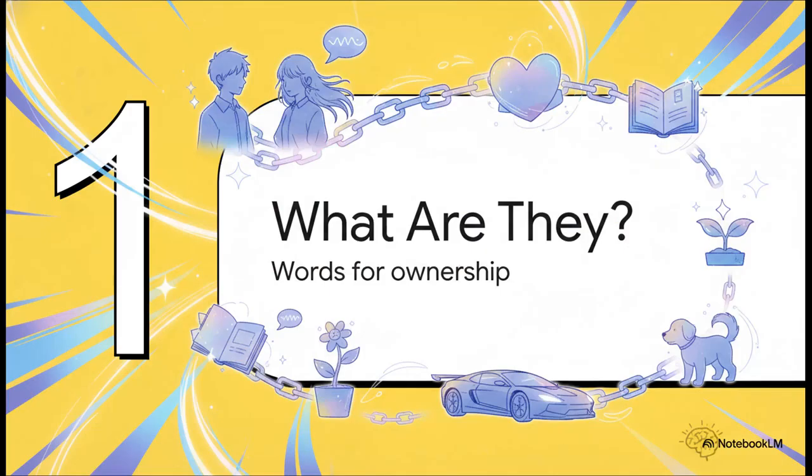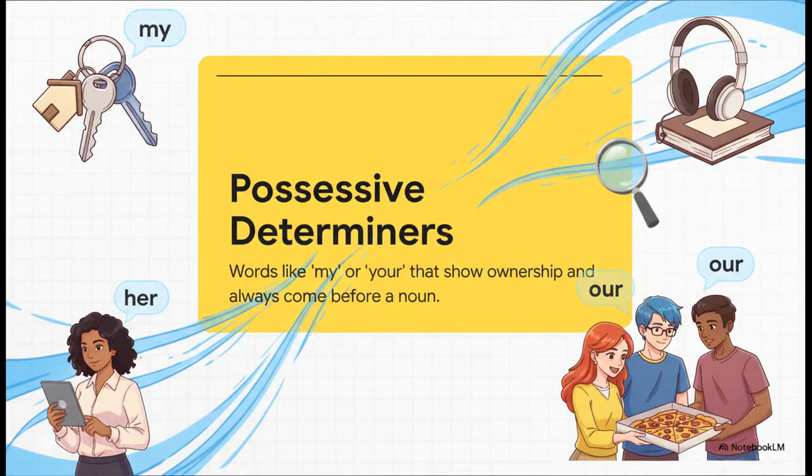Okay, first things first. What exactly are we even talking about? Well, at their core, they're just the words we use to show who owns something. Simple as that. Now, the official grammar name for these is possessive determiners, but honestly, I just think of them as little signposts, words like my, your, or her that point to an owner. And the most important thing to remember is where they go. They always show up right before a noun. Like my car, their house, his idea.